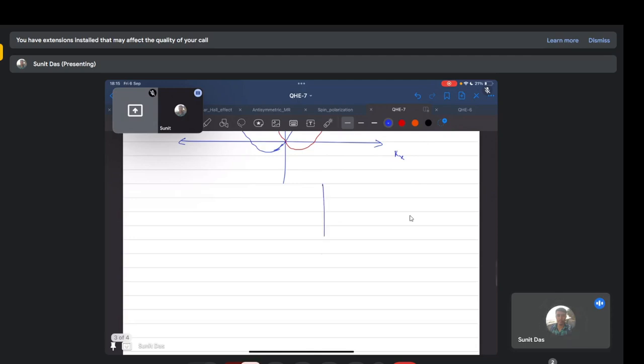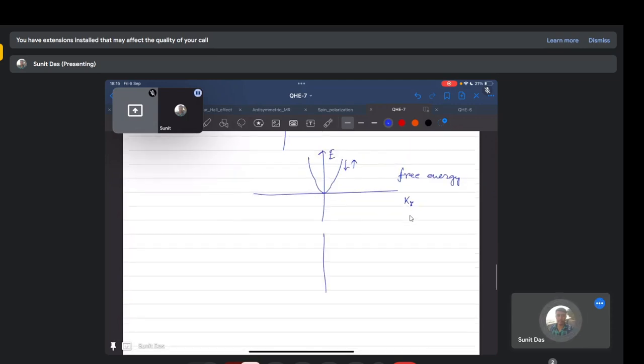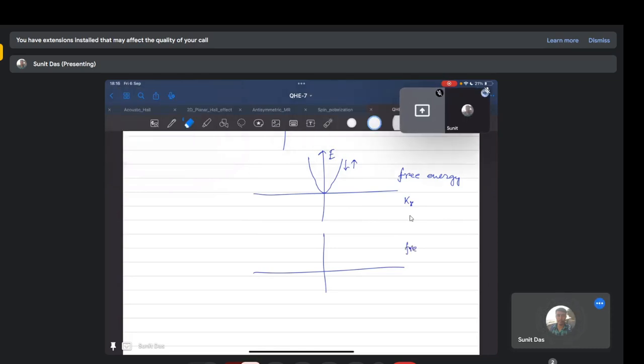If we think of a parabolic dispersion, free electron parabolic, only the h bar square k square by 2m term is there. Then if we plot with respect to kx and energy, this will simply be a parabola, and this is for both spin down and spin up. Now if we plot free electron but then with the Zeeman term, sorry, I'm repeating, it's not free energy, it is free electron actually.